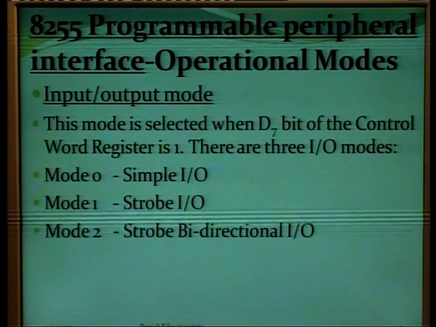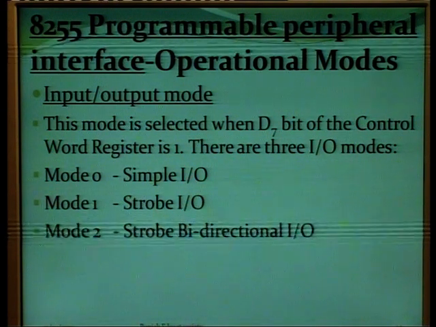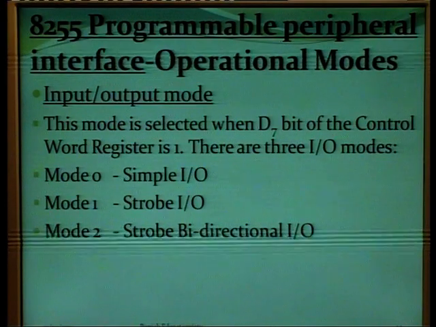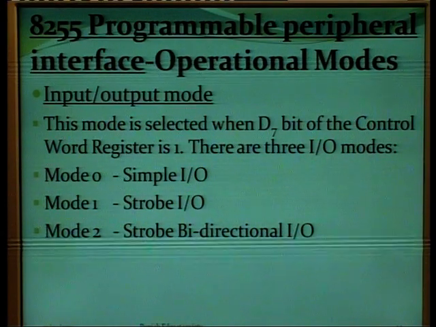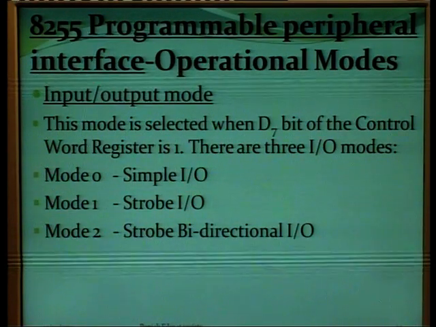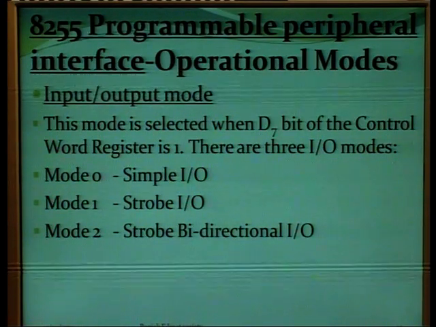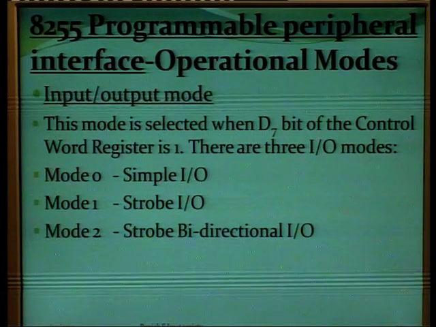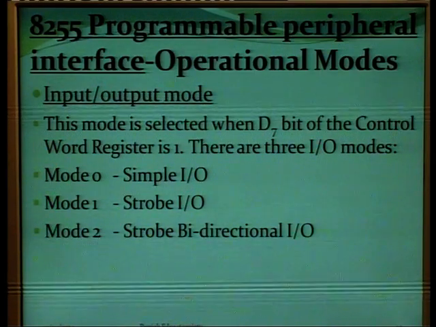Whereas mode 2 is a handshaking bidirectional input output mode. In this only port A is used. That means in mode 0 all the three ports are used. In mode 1 only port A and port B are used, and in mode 2 only port A is used.